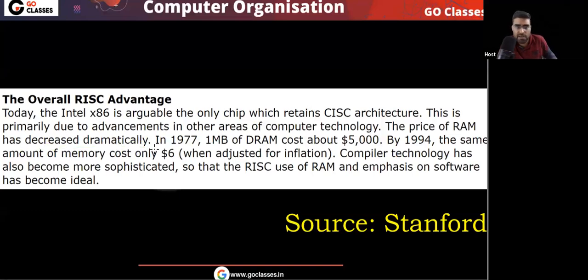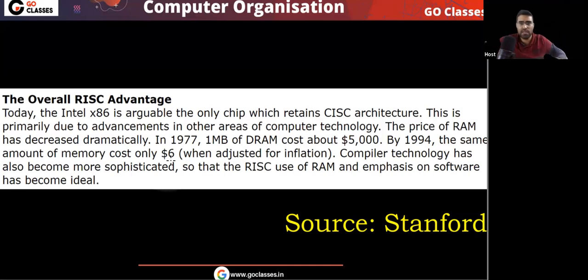In the old days, in 1977, 1 MB of RAM was costing $5,000. Just think about it. You are in 1977 and you are using a computer. 1 MB of RAM is taking $5,000. So tell me, will your focus be on time, or on reducing the program size? You only have 1 MB RAM, and remember, it is costing you $5,000. What will your focus be? Your focus will be on decreasing the program size, yes or no? So that you can put your program in the RAM.